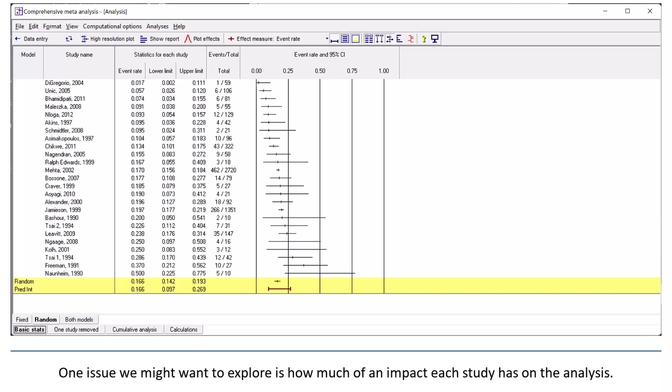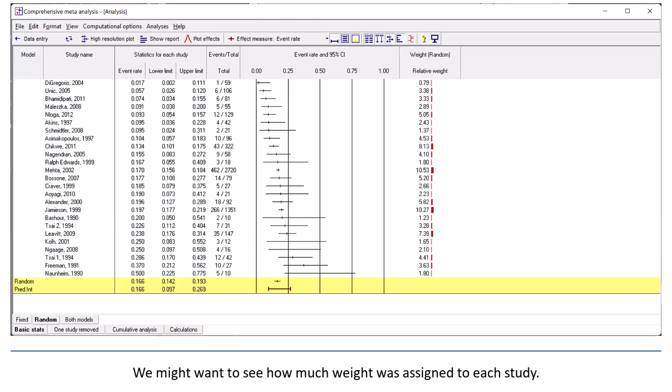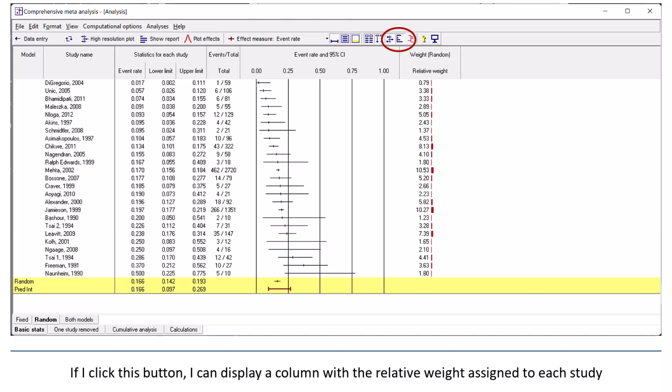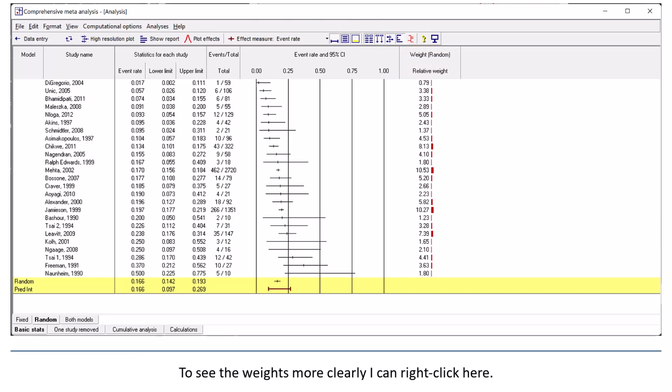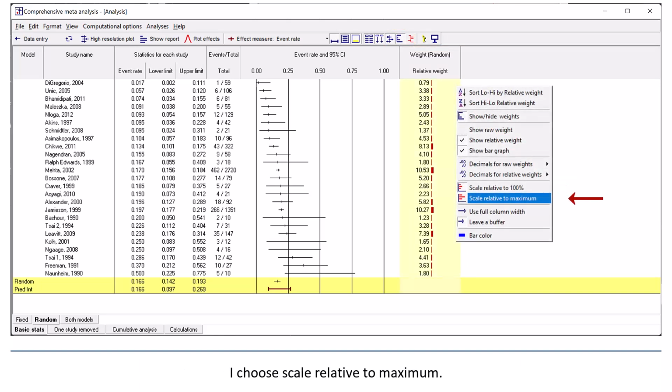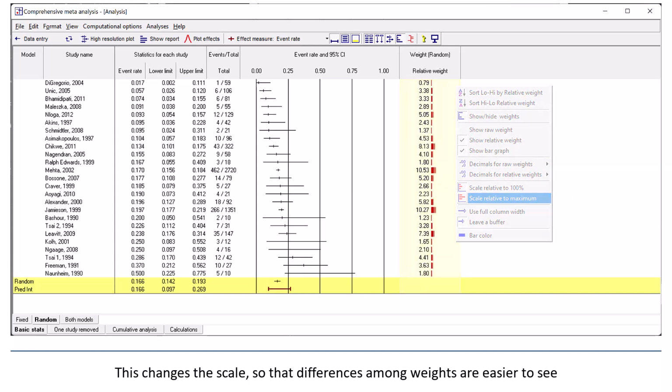One issue we might want to explore is how much of an impact each study has on the analysis. Recall that the summary effect size is a weighted mean of the individual effect sizes. So we might want to see how much weight was assigned to each study. If I click this button, I can display a column with the relative weight assigned to each study. Initially, these bars are on a scale of 0 to 100. To see the weights more clearly, I can right-click here and choose Scale Relative to Maximum. This changes the scale so that differences among weights are easier to see.